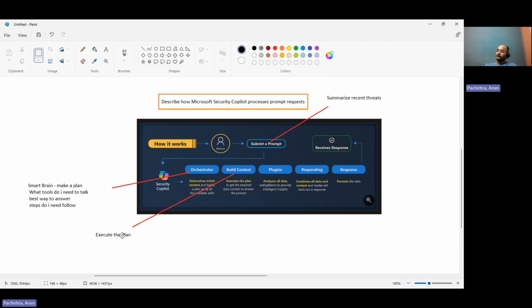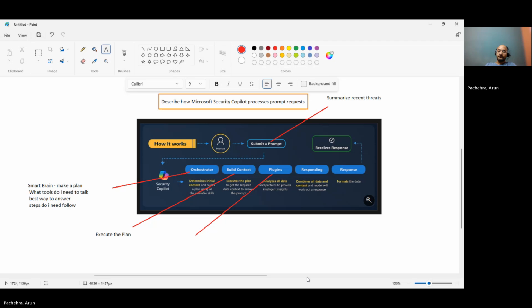And how will this guy execute the plan? With the help of plugins, right? Because to execute the plan, he needs to pull the data. Now, plugins are things which will help you to pull the data from that specific product, like Sentinel or Entra ID or Defender. So, plugins, context. Here, build context already happened, where the execution happens, executes the plan. Plugins analyze all data and patterns to provide intelligent insights, right?